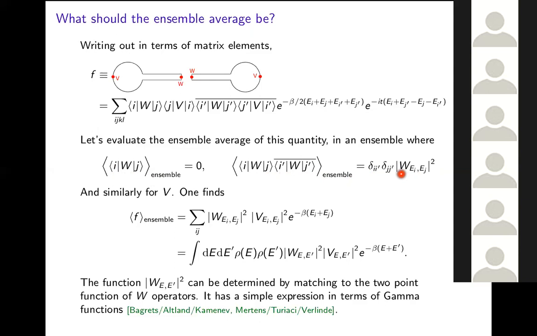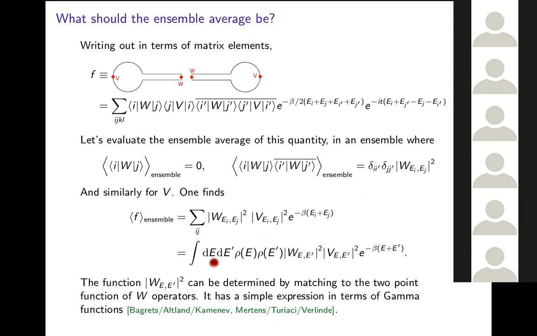And we'll parameterize that by this function on the right-hand side with this funny notation. So this thing on the right-hand side is just some function of energy. So here we're just making an ensemble where we say that the expectation value of the matrix element is 0, but it has some variance. Okay, so if we take that formula and we plug it into this expression here, and we take the ensemble average, then we get the following expression. The sum over ij and kl reduces to just a sum over i and j because of these Kronecker deltas. And we get a simple expression in terms of the W and V functions, the variances of these matrix elements.